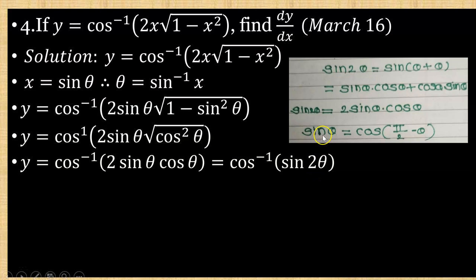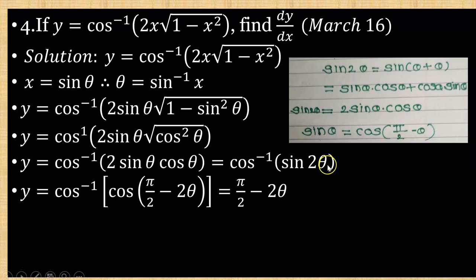And next here again we apply one more formula. Sin theta equals cos of pi by 2 minus theta. So y equals, instead of sin of 2 theta, we will write cos of pi by 2 minus 2 theta. And again cos inverse of cos of pi by 2 minus 2 theta is nothing but pi by 2 minus 2 theta. And therefore, what is theta? Theta is sin inverse of x. We substitute the value of theta. Now differentiate this with respect to x.